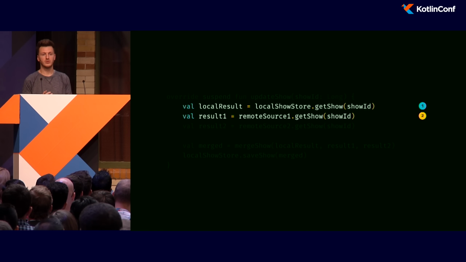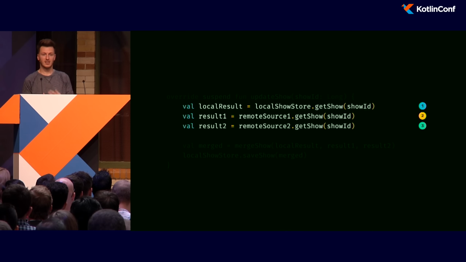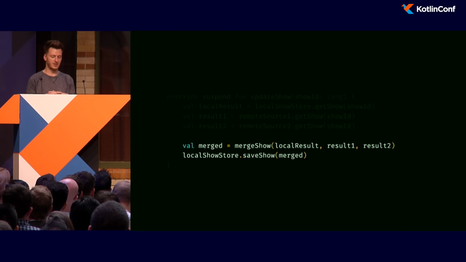Then it will get it from a remote source, the first one, and then from a second remote source, because it does like a merge. And then finally, it will merge all the results together and then save it to the database again. So pretty simple method, really.